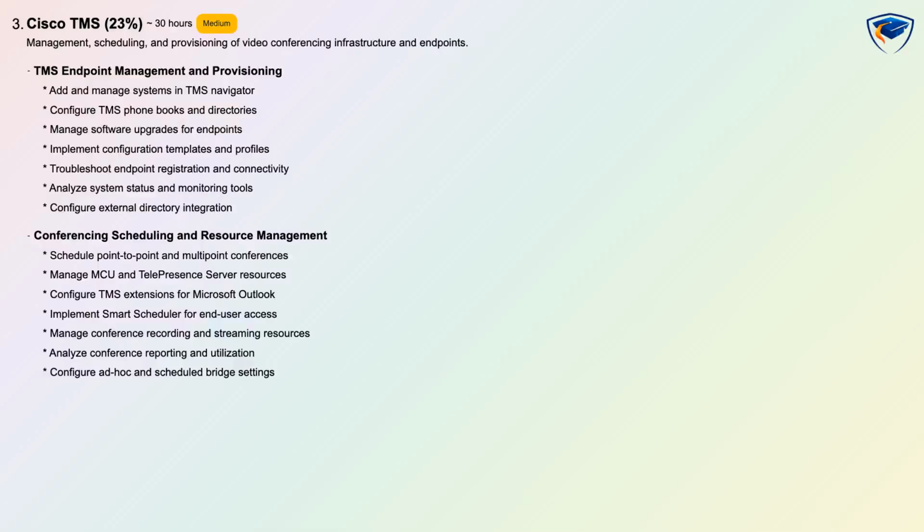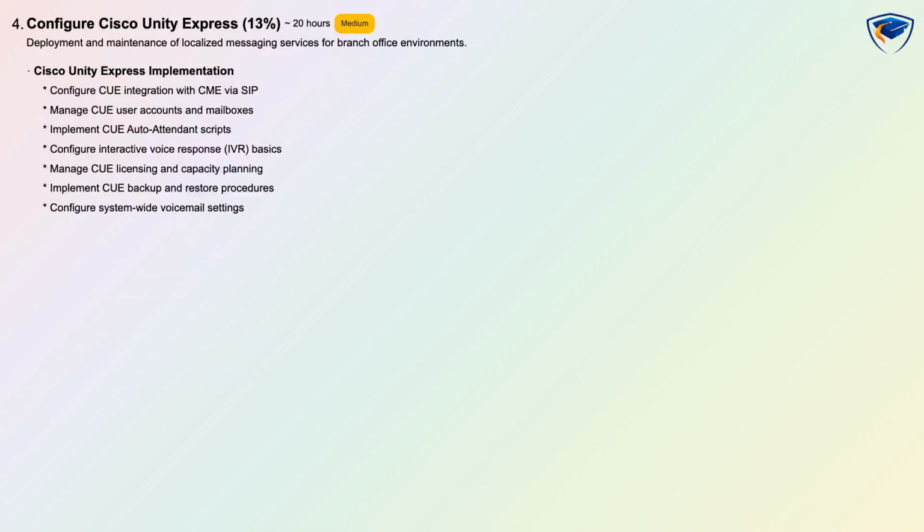You will also schedule point-to-point and multi-point conferences, manage MCU and telepresence server resources, configure TMS extensions for Microsoft Outlook, implement Smart Scheduler, manage recording and streaming resources, and analyze conference reporting and utilization including ad hoc and scheduled bridge settings. Configure Cisco Unity Express represents 13% and covers deployment and maintenance of localized messaging services for branch office environments.